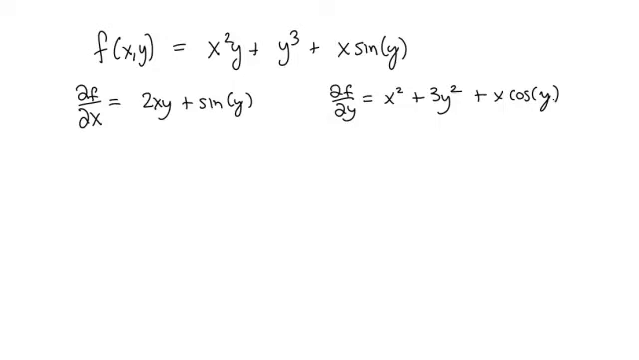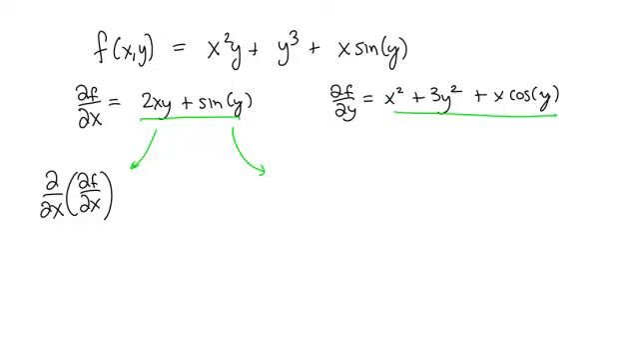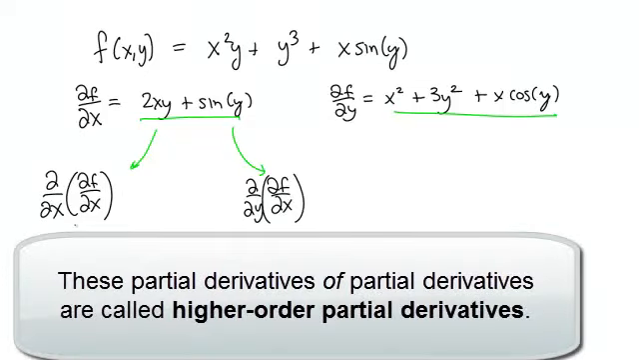Now, these are, again, functions of x and y. So we could differentiate these one more time. We could take the partial derivative of f with respect to x, and we could differentiate it with respect to x. Or we could take the partial derivative of f with respect to x and differentiate it with respect to y. We could take the derivative with respect to y of the derivative with respect to x. Well, let's do that really fast.